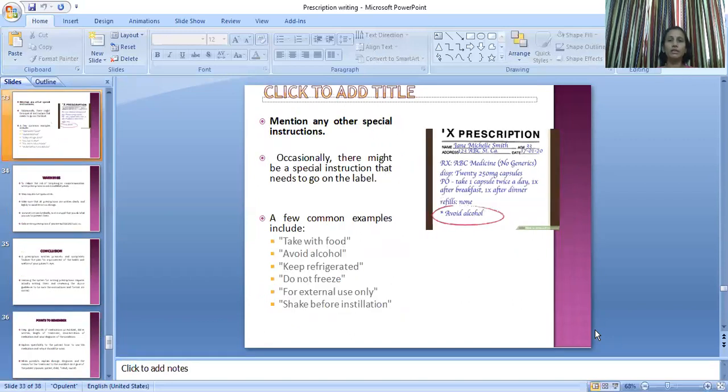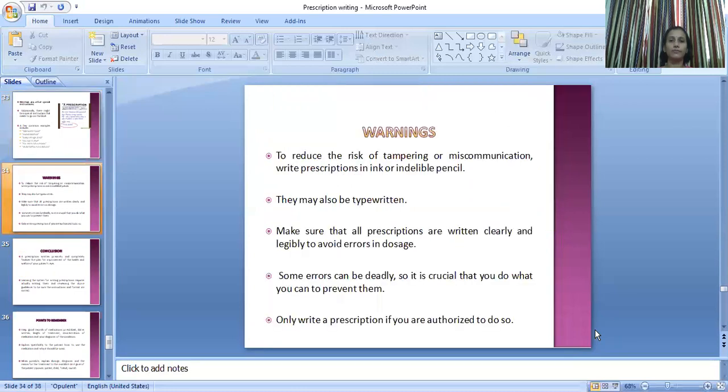And mention any other special instructions that need to be followed by the patient while taking the medication. So for example, take with food, avoid alcohol, keep the medication refrigerated, do not freeze. And for ointments, you should mention that it is for external use only. And for syrups, they should be instructed to shake well before use of the medication.